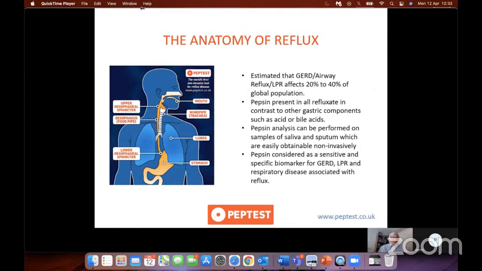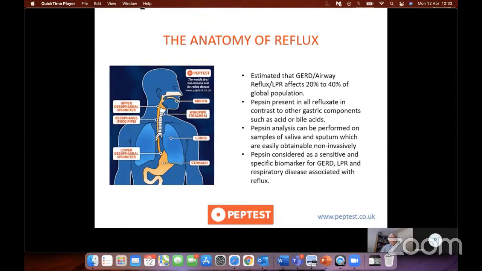On this first slide, obviously the message is that we all know that reflux disease is very common. Up to 20 to 40% of the global population will report with symptoms of reflux. Some of the messages I want to get across here are that unlike acid and bile acid, pepsin is always present in gastric refluxate. And obviously that gastric refluxate which then gets reflux, so it always will have pepsin present in it.